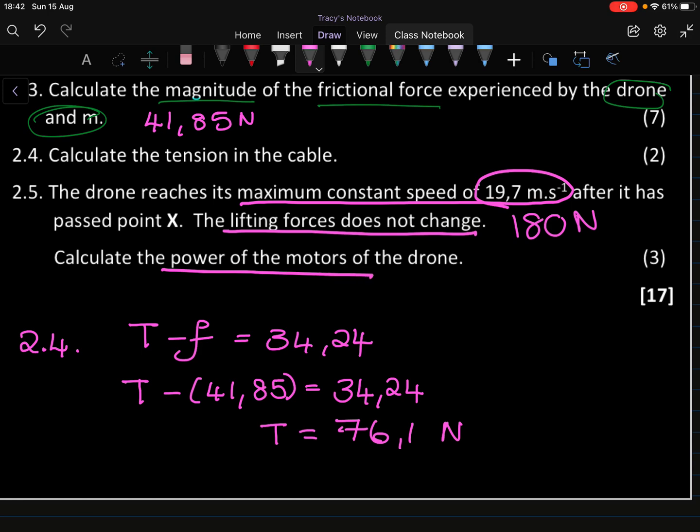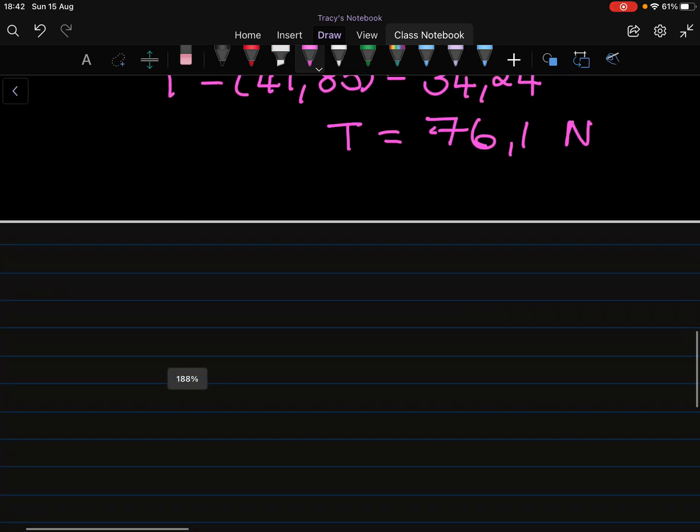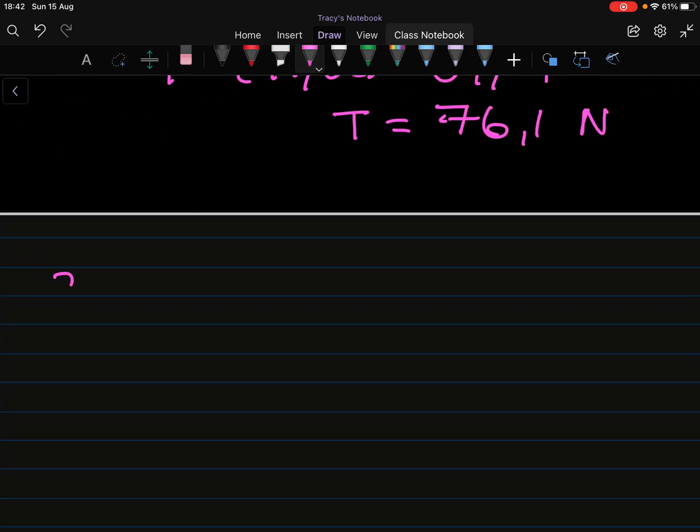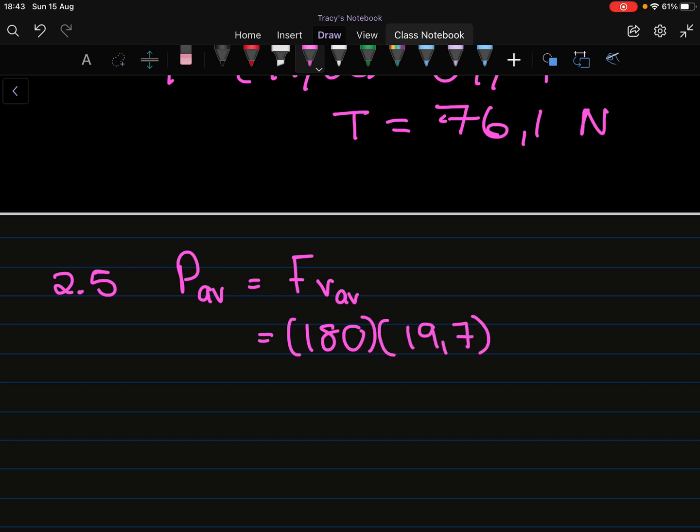They want the power of the motor. You have a force, you have a constant velocity, and you want power. They want you to use, so this is 2.5, average power is force times your average velocity. It's 180 times 19,7, 3,546 watts. It's as simple as that. Don't make it more complicated than it is.